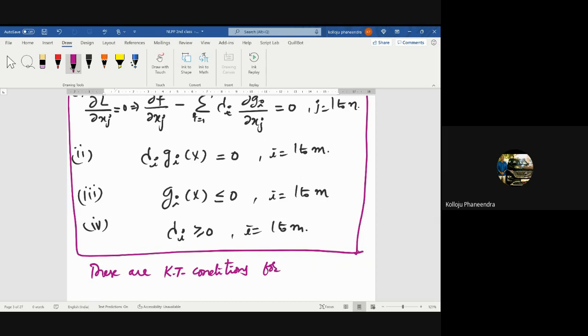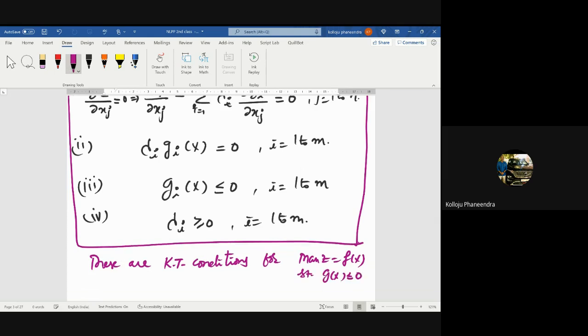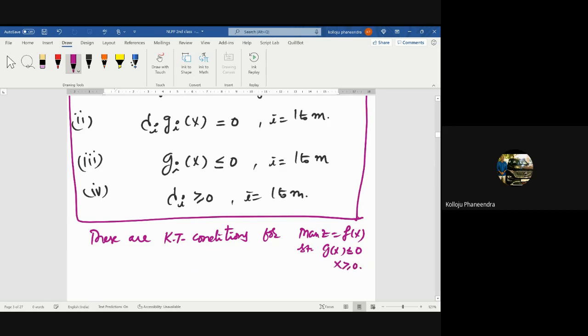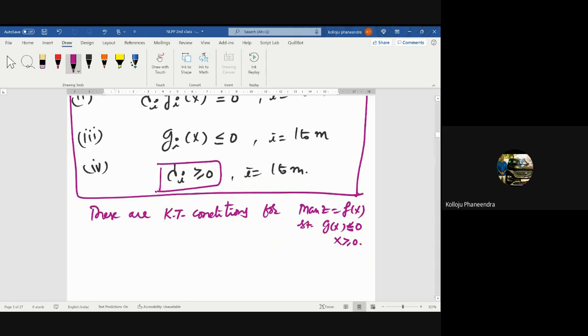For what problem? Maximize z equal to f(X), subject to g(x) less than or equal to 0 and x greater than or equal to 0. Remember all of you, constraints are less than or equal to and the objective function is maximization. Then these are the Kuhn-Tucker conditions. The main part is this: Lagrange's multipliers are greater than or equal to 0 for maximization with less than or equal to constraints.